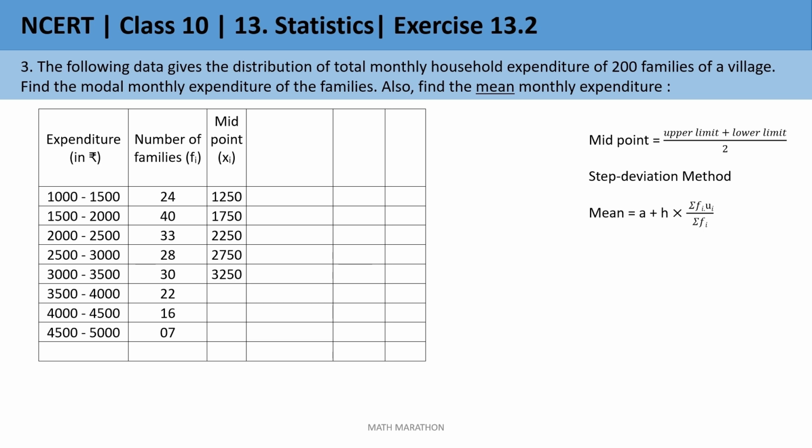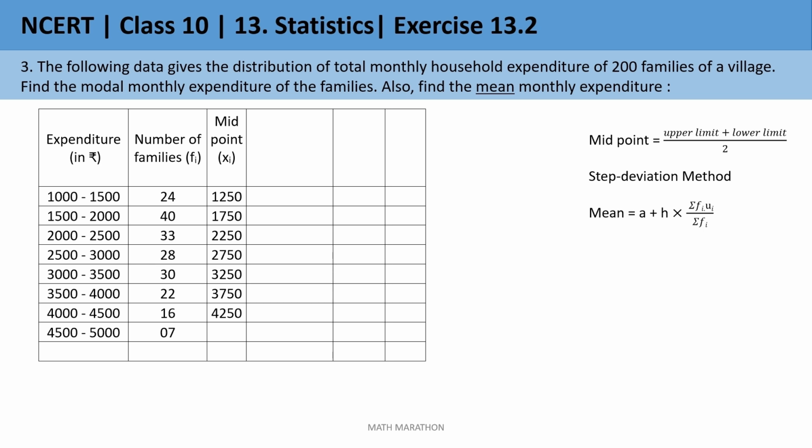3500 plus 3000 is 6500. 6500 divided by 2 is 3250. 4000 plus 3500 is 7500. 7500 divided by 2 is 3750.